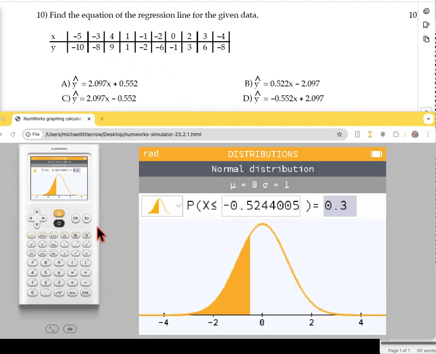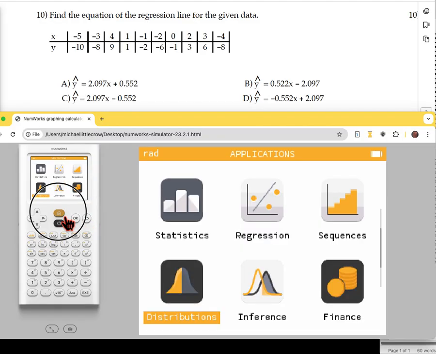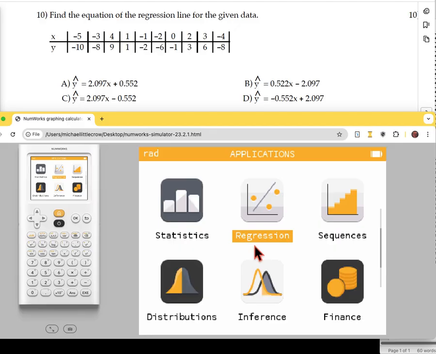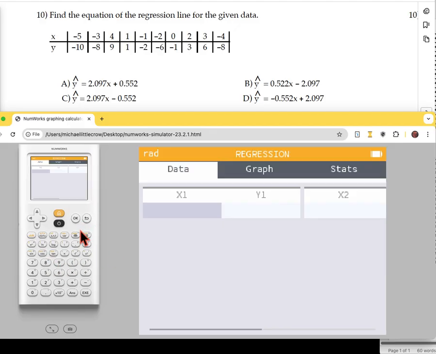We'll just put it in. You could do a little bit of estimating, but let's just go ahead. And how do we do regression? So we come back, let's go to our main menu. That's this feature here called regression. When we do that, the first thing it has is we put in X and Y. Notice X1, Y1. We put in these ordered pairs.